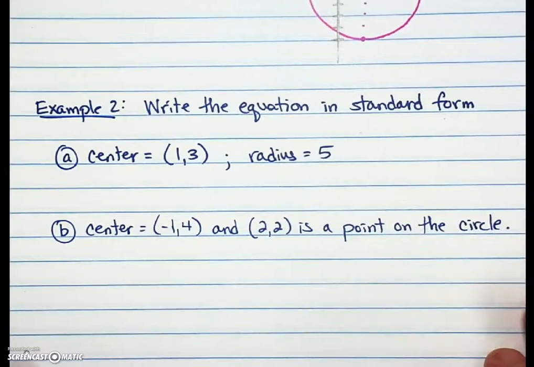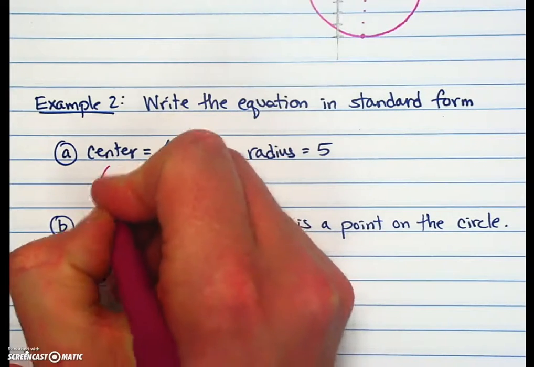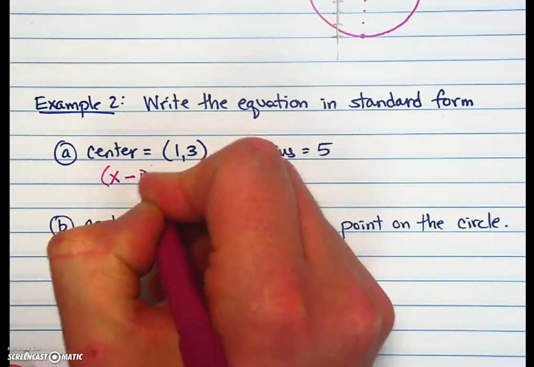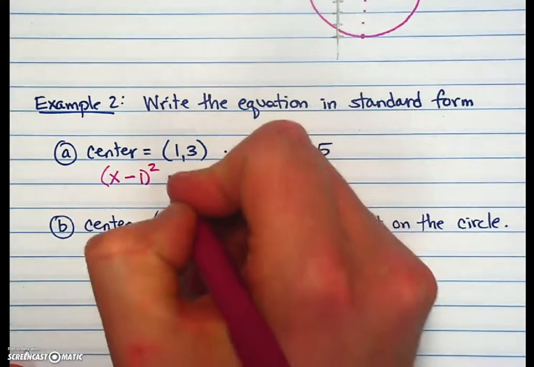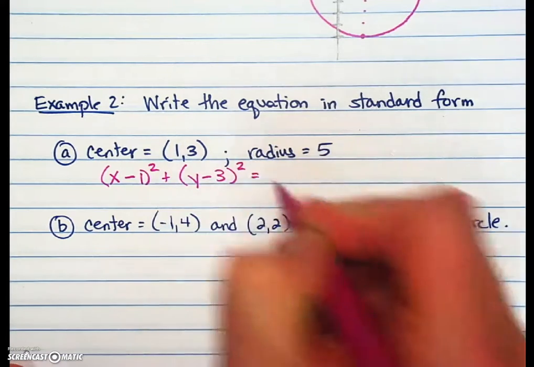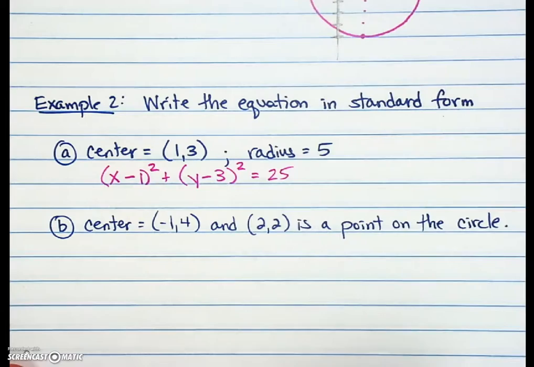So when I write this answer, my center is (1, 3). Now remember, in the formula, we want to do the opposite of that. So (x minus 1) squared plus (y minus 3) squared equals, and then we're going to square my radius to give me 25.